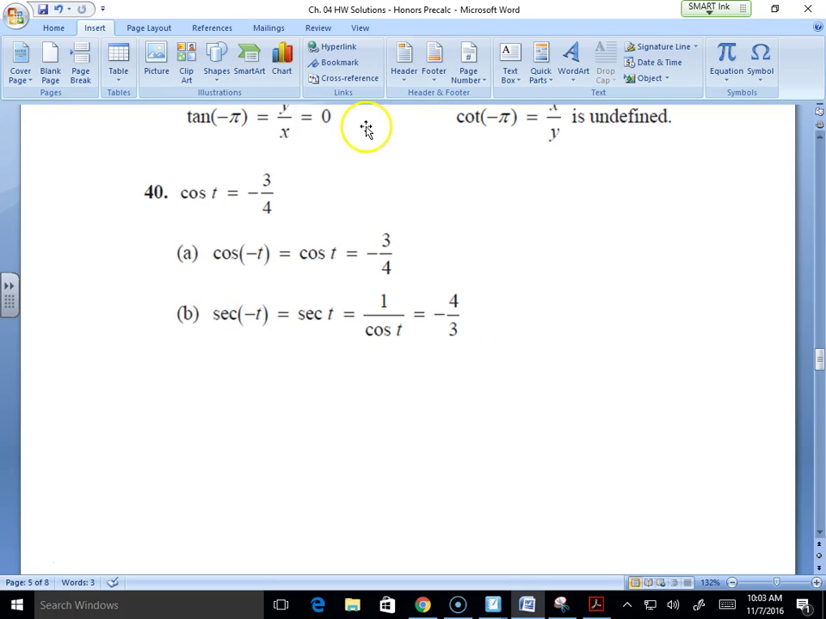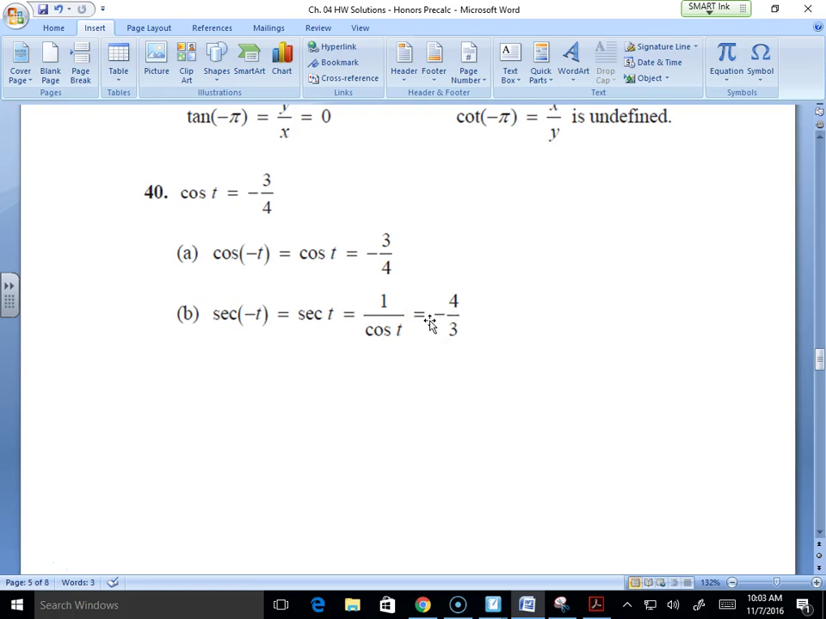Okay, so we have cosine t of negative 3 over 4. Cosine is even or odd? Even. Even stays the same, so you just get to steal the negative 3 over 4. Secant, even or odd? Even, because he's just like cosine, he's the reciprocal. So we can once again steal the negative 3 over 4, but we have to flip it because it's secant. Secant is the reciprocal of cosine, so we flip the fraction but keep the sign.